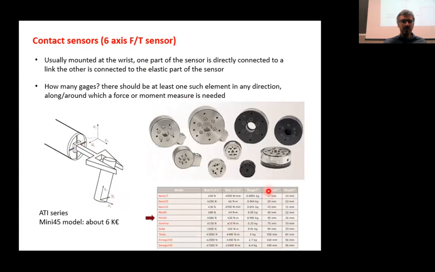And these are the most famous brand of six-axis force sensors, called ATI. And you can see already that even a small model, I don't know if you can read this, 500 Newton range, the Mini 45, is very expensive. It's almost 6,000 euros. Because they need a lot of expertise to be glued, they need a lot of expertise to be temperature compensated and to reduce the noise.